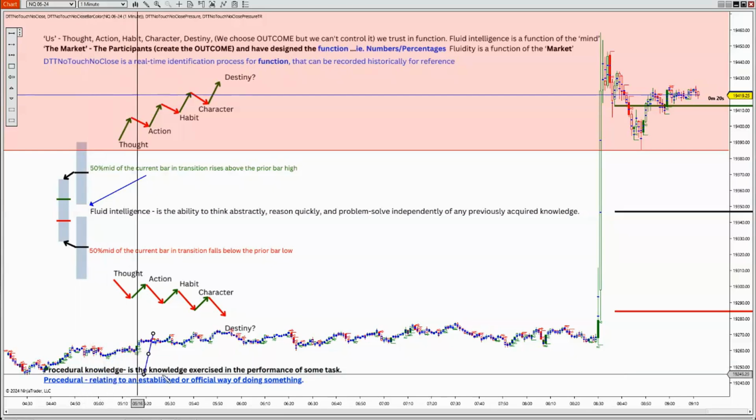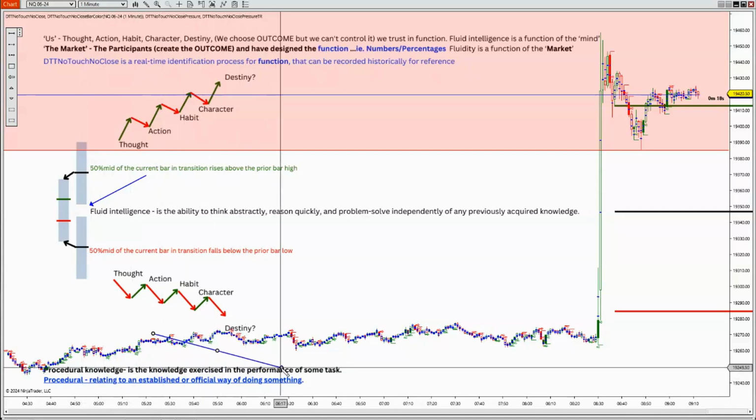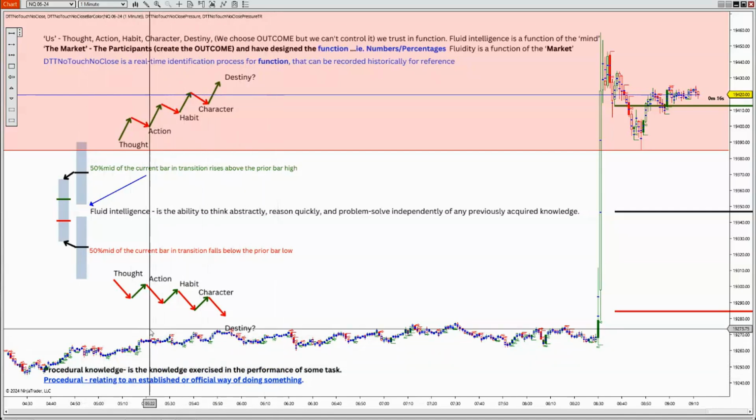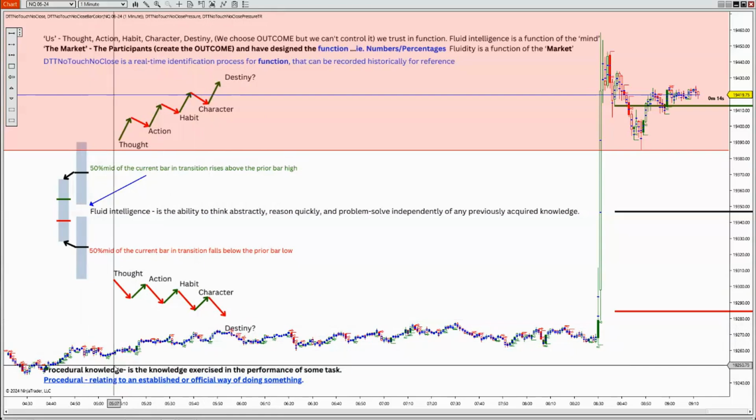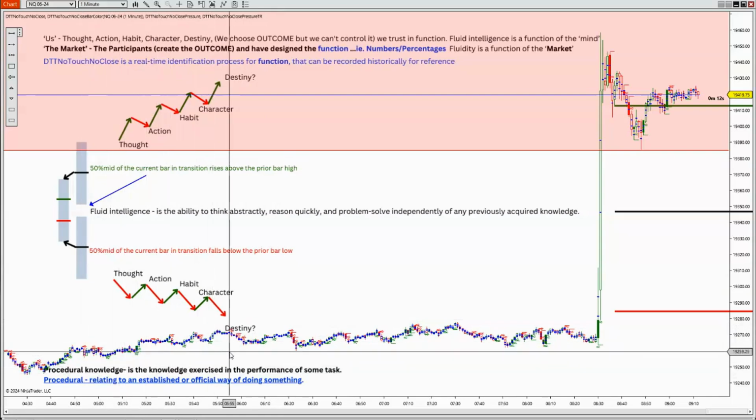Procedural is relating to an established or an official way of doing something. So when we go to trade markets, you will want to have a procedural approach. The doctor performs a procedure. When you go to court, there are proceedings. So everything that we do has to have an official or an established way of it being done. We can't go about it like that.